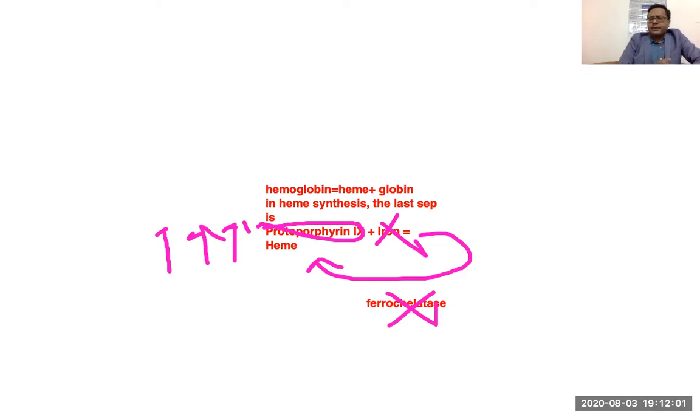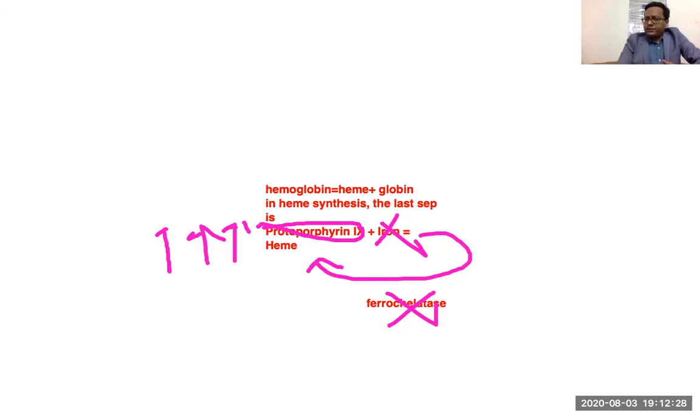So in summary, what we learned that in iron deficiency, free erythrocyte protoporphyrin level would be increased, and that would be increased because due to lack of iron, protoporphyrin 9 cannot bind with iron to form heme. So obviously the level of protoporphyrin 9 or free erythrocyte protoporphyrin level would increase because they cannot bind with iron, because iron is not there in iron deficiency anemia.